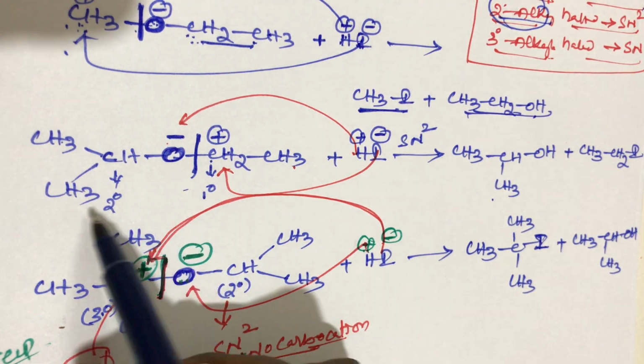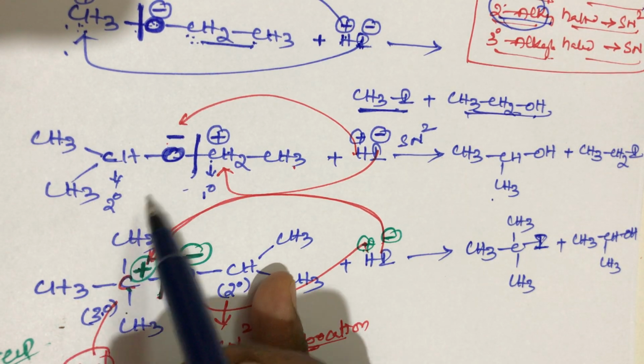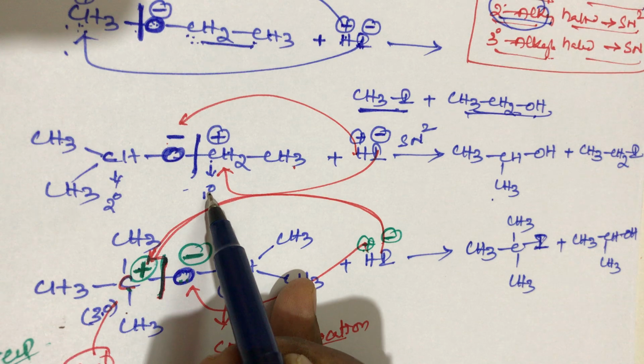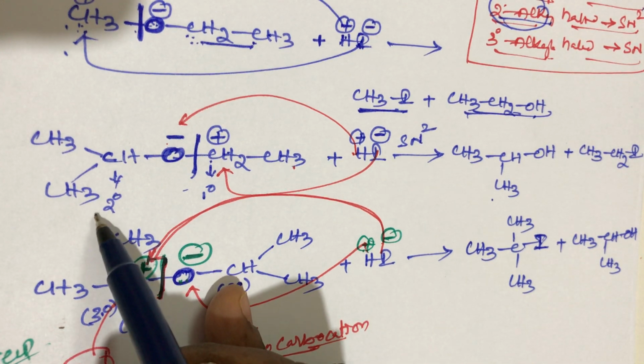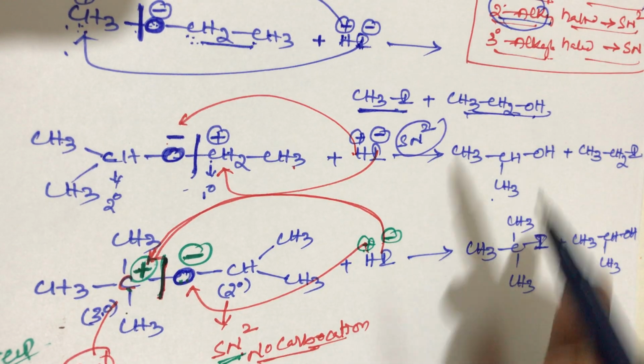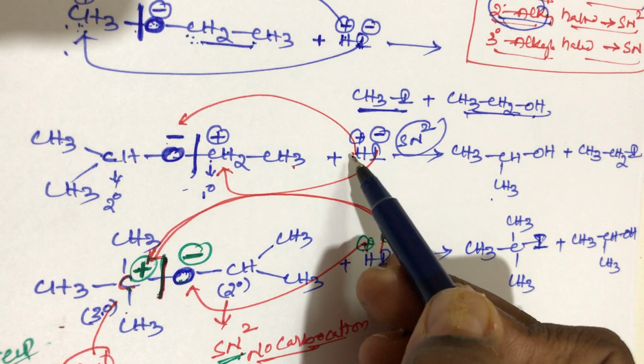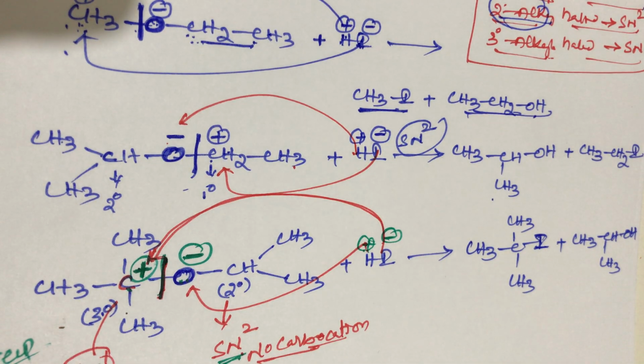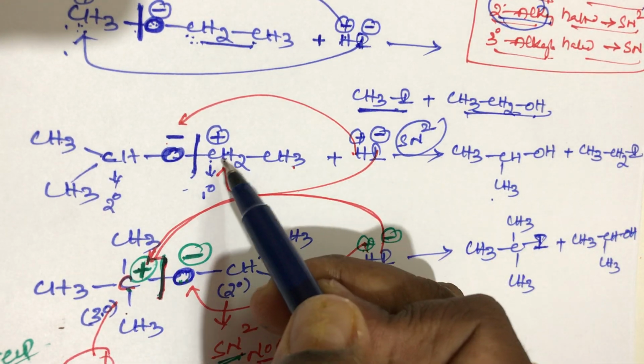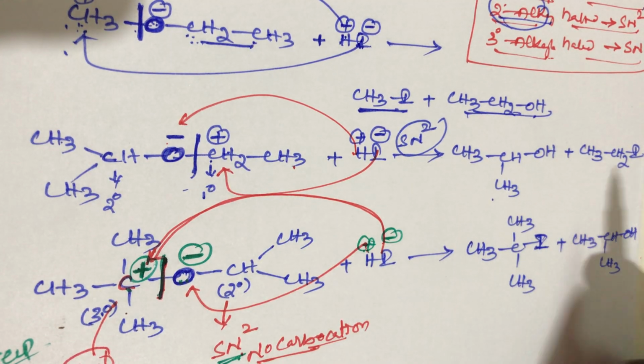Now in this second compound, one primary alkyl group and one secondary alkyl group are present, and both follow the SN2 mechanism. So generally H plus will attack the bulky group side and I minus will attack the less hindered side, and we get that product, as we know, student.